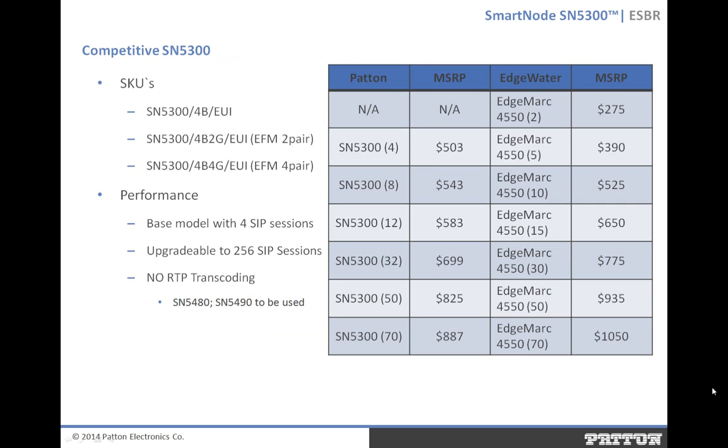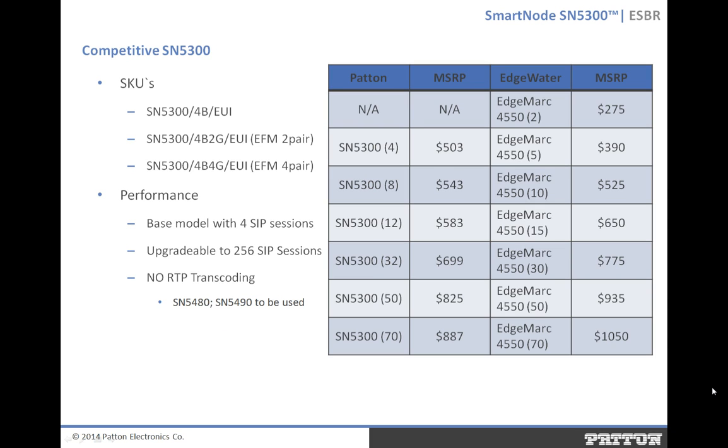Good. Again, 5300, so to give you an idea of how the SKUs look, we have just 3 new SKUs for this product. So the basic SKU is 5300/4B. That means the base model is capable of doing 4 simultaneous end-to-end SIP calls, which is possible to be upgraded with SIP sessions up to a total of 256, as I mentioned before.